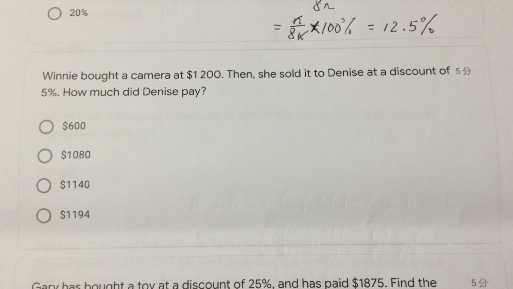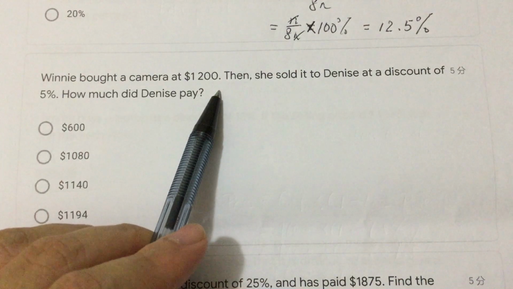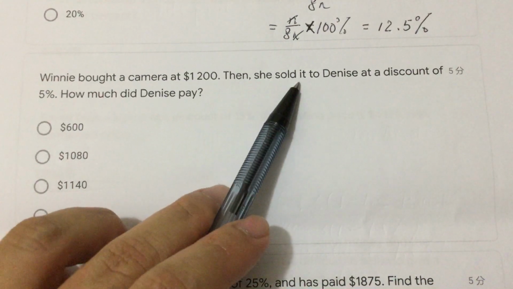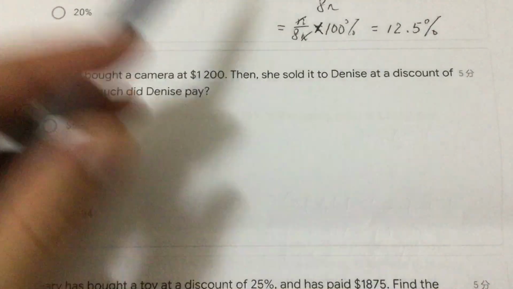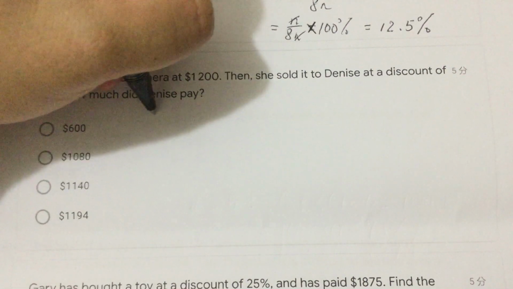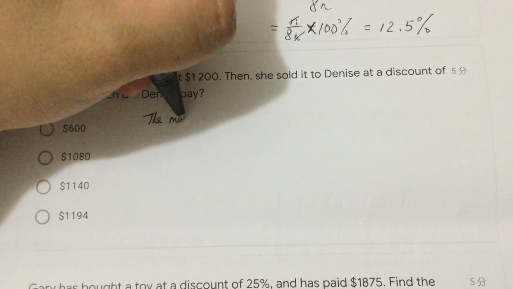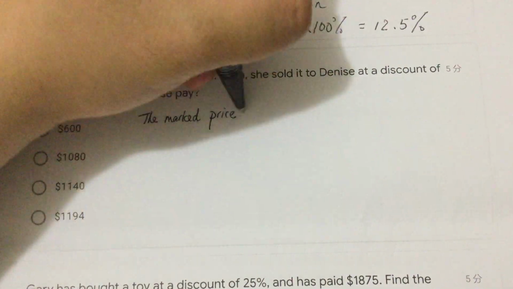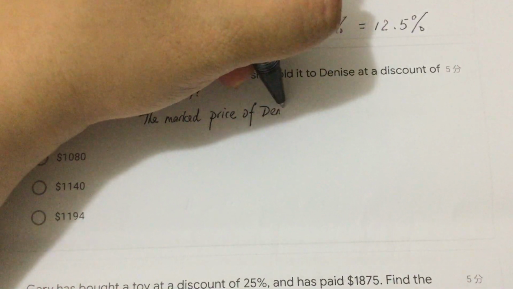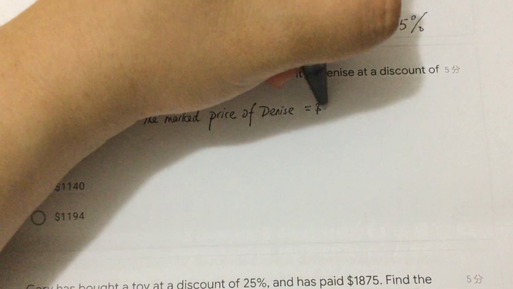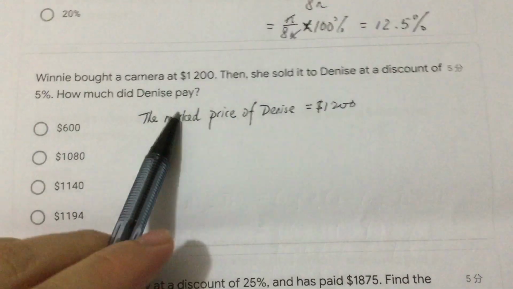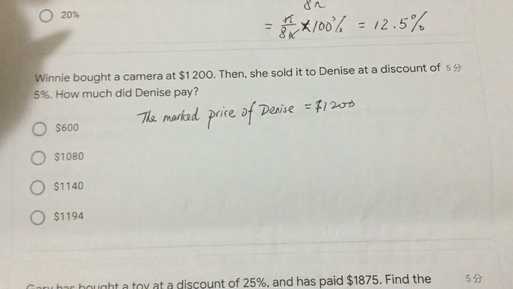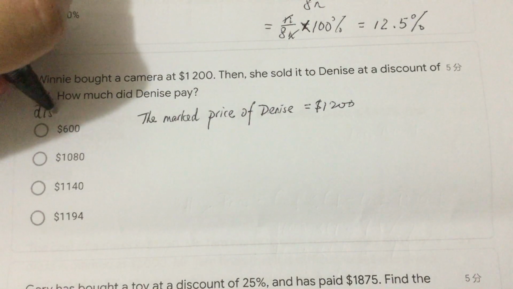Rini bought a camera at 1,200. Then she showed it to Denise. Okay, so that means the mark price of Denise, not the mark price of Winnie. The mark price of Denise obviously is 1,200. Okay, so this is the mark price. And the discount, this is the discount percent.